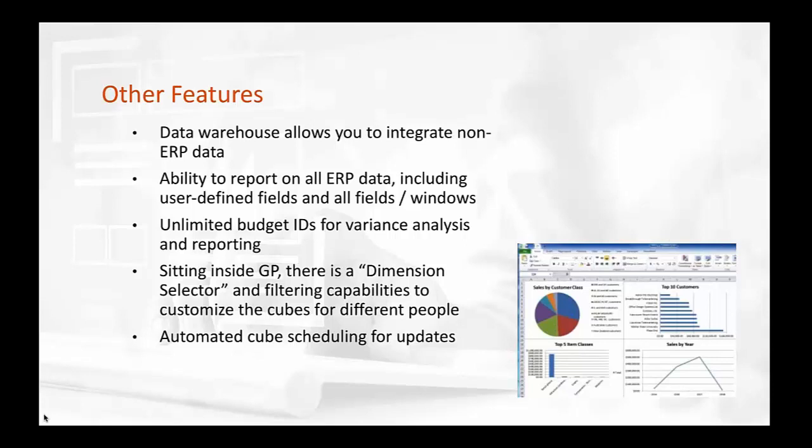That's one example. The other advantage of the cubes is the ability to report on all of the ERP data. What I mean by that is even within GP, and you'll see this again in the demonstration, there's tremendous value sometimes in being able to structure the data using user-defined fields, certain fields on windows. They may not be available in some of the smart lists and some of the reports, but we can bring them into the cube if it helps to structure the data in a way to analyze it. Things like unlimited budget IDs. There is actually inside GP a dimension selector where you can reduce or increase the number of dimensions that are published within the cube, so that's available.